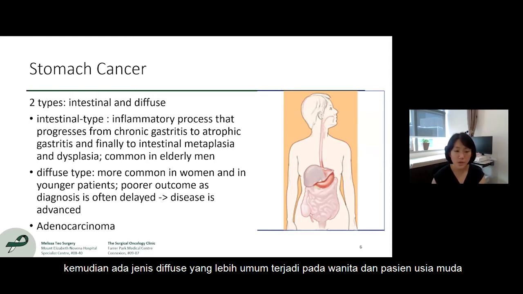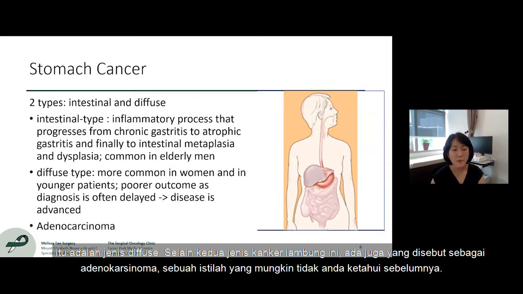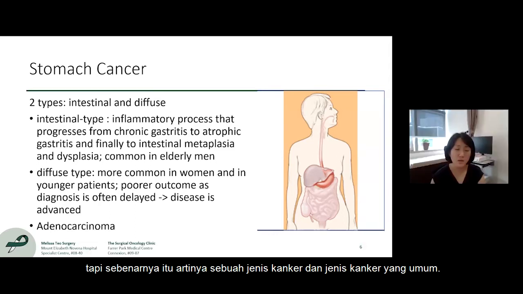There is the diffuse type, which is more common in women and also in younger patients, but they do tend to have a worse outcome, meaning that patients usually come and see the doctor only when the disease is very advanced. And that's the diffuse type. But both types are still considered adenocarcinoma, and this is a term that you may not have seen before, but it really just means a type of cancer, a common type of cancer.